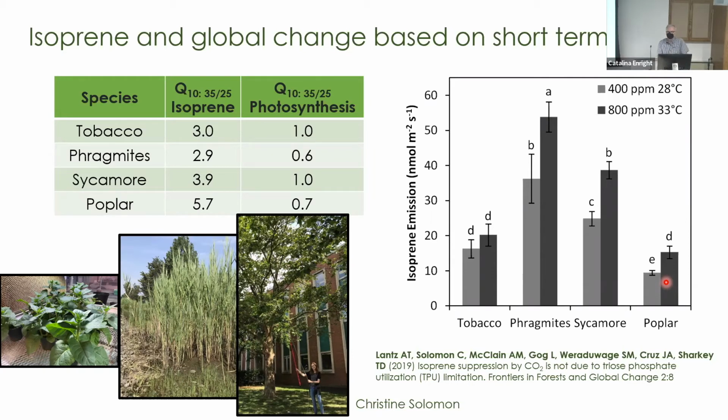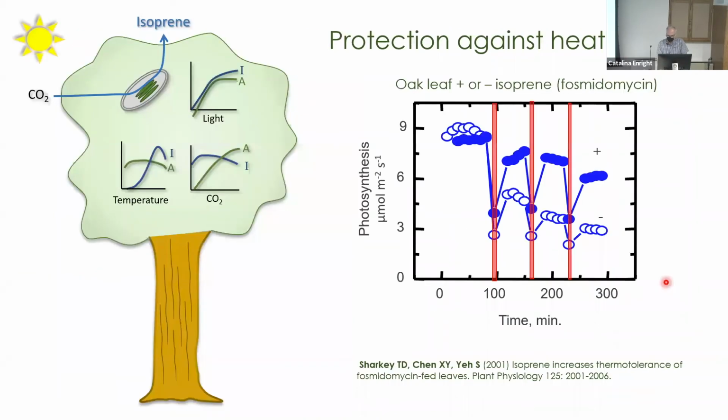Knowing that there's that much isoprene being produced, we ask the question, what does it do for the plant? Why do some plants make isoprene? And so this was one of the early experiments. We gave the plant 3 heat spikes going to 42 degrees Celsius for 2 minutes.